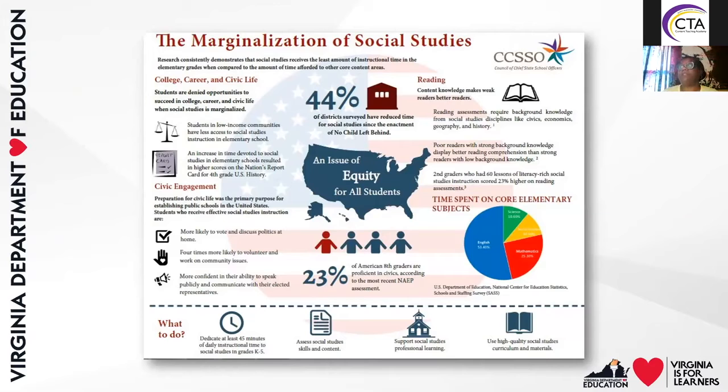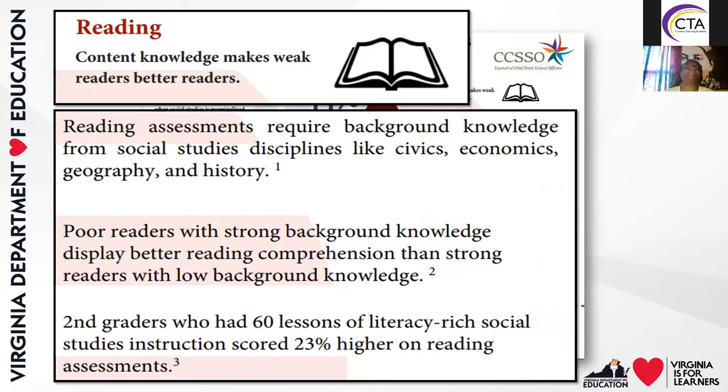This graphic was put out by CCSSO in 2018. But what it says is that content knowledge makes weak readers better readers. So reading social studies and science content definitely helps those weak readers. Reading assessments require background knowledge from social studies disciplines like civics, economics, geography, and history. That's where you get your text from when you're going into your reading classes.